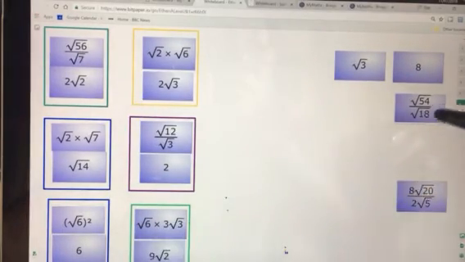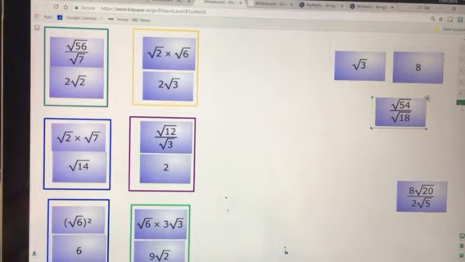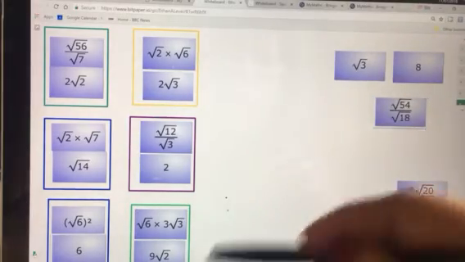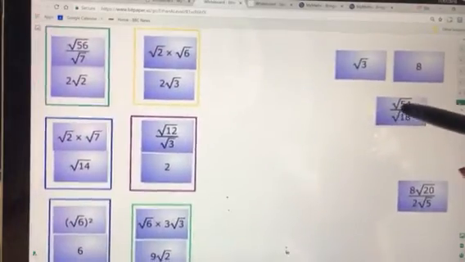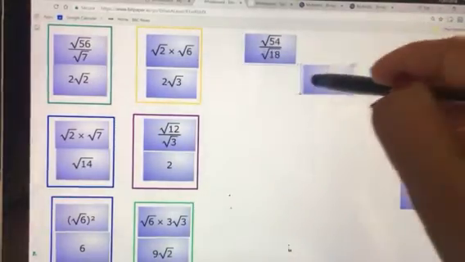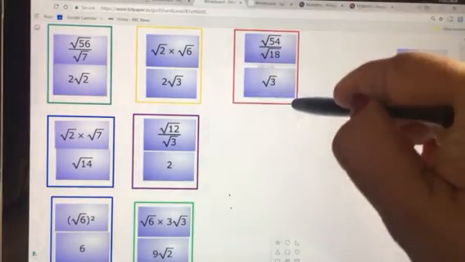So next one, we're going to solve this. Square root of 54 divided by 18 will give you square root of 3. So we've got the square root of 3 there. So that and square root of 3 is a pair, and we're going to box that there.